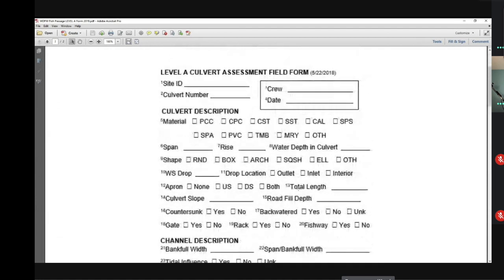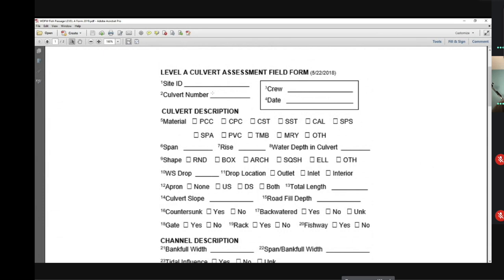I'm not going to put anything in here, but we're just going to walk through. So crew, that's the folks doing this. It is important that you put your name on here, so that if Nick has questions, we can circle back and say, hey, you noted this culvert is corroded, but it's also a precast concrete culvert. Did you mean corroded like metal, or did you mean the concrete is breaking apart? It's just good to have the source of information.